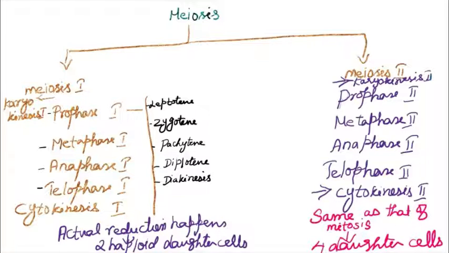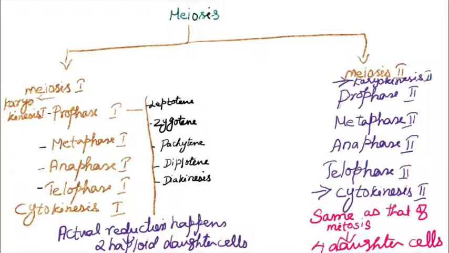Among these 4 phases of meiosis 1, prophase 1 is the longest phase and it consists of different stages like leptotene, zygotene, pachytene, diplotene and diakinesis. When we talk about meiosis 1, the actual reduction happens there only. As a result of meiosis 1, we get 2 haploid daughter cells.